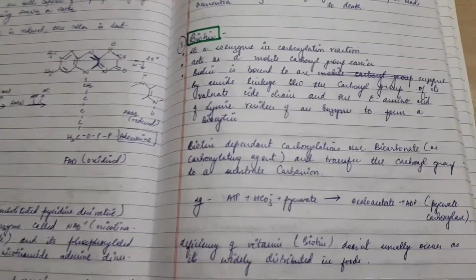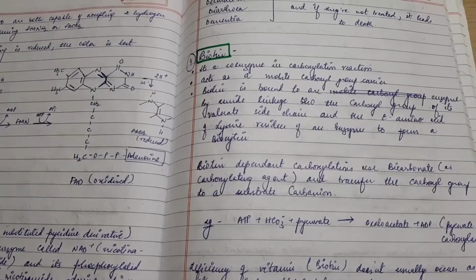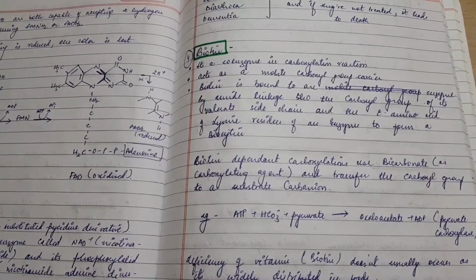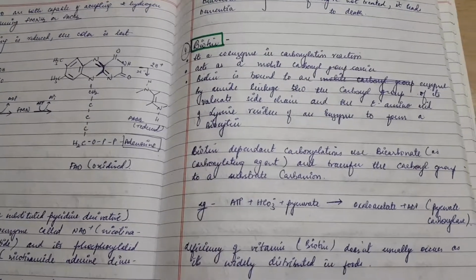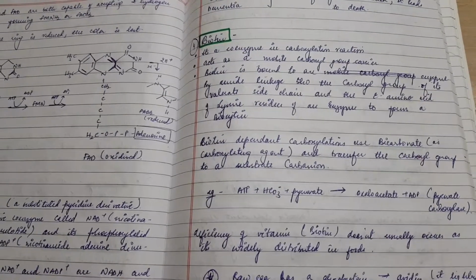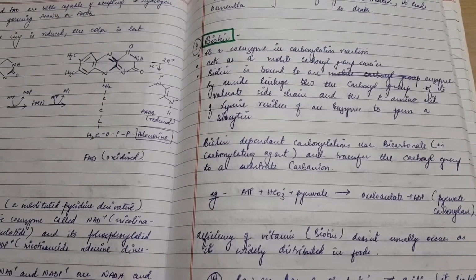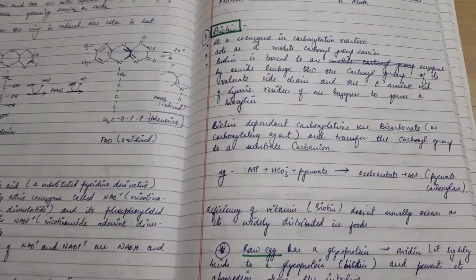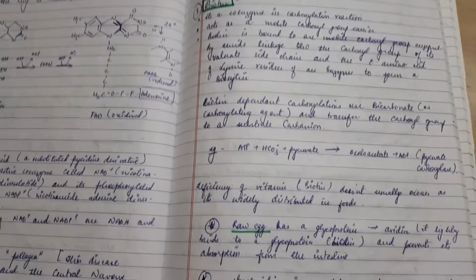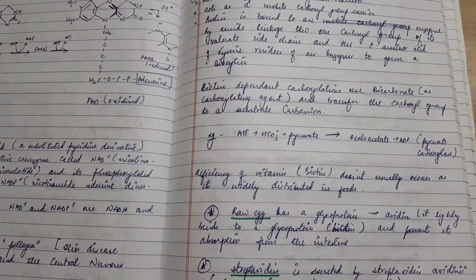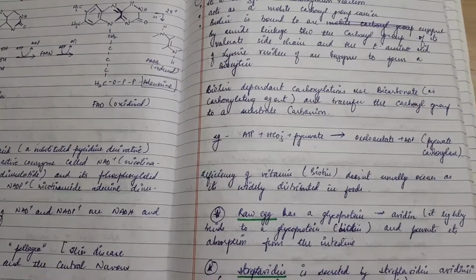It's a coenzyme in the carboxylation reaction, acts as a mobile carboxyl group carrier. Biotin is bound to an enzyme by amide linkage between the carboxyl group of its valerate side chain and the amino acid of the lysine residue of an enzyme to form a biocytin. Okay. Now, biotin dependent carboxylations use bicarbonate as carboxylating agent and transfer the carboxyl group to the substrate carbanion.